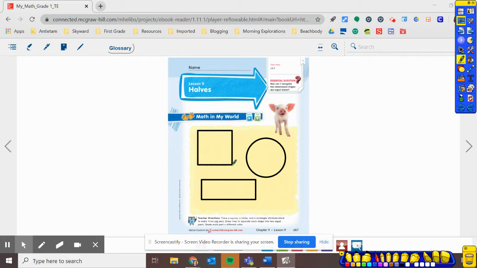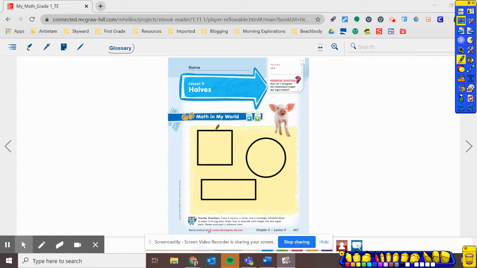So what I want you to do first is go ahead and draw a square, a circle, and a rectangle on your paper just like mine. Do the best that you can, just with your pencil. And now what we're going to do is draw a line down the center of each of these shapes to show halves. Halves is when something, a shape or an object, is divided into two equal parts.